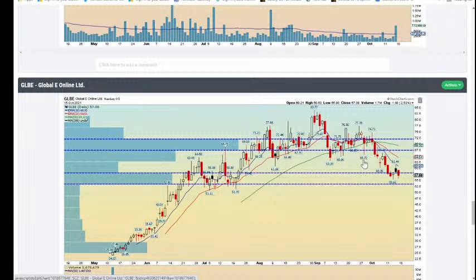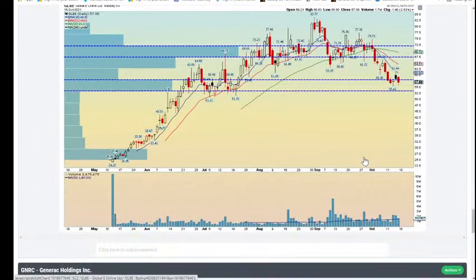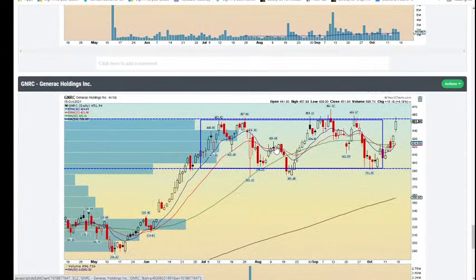So GLB, this one's kind of been disappointing to me. I really had high hopes for it at the moment. It's just kind of backtesting the bottom of this base here, but it was on higher volume here. So really this is a no trade for me, no touch at the moment until we start to see this start to move back up. I like the base here.